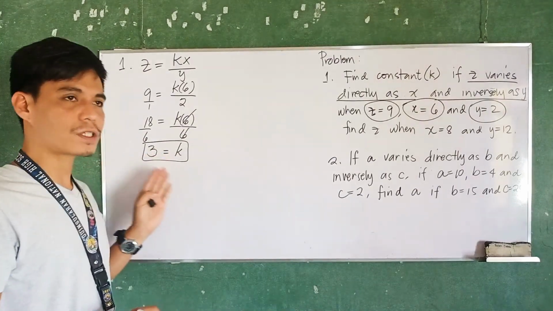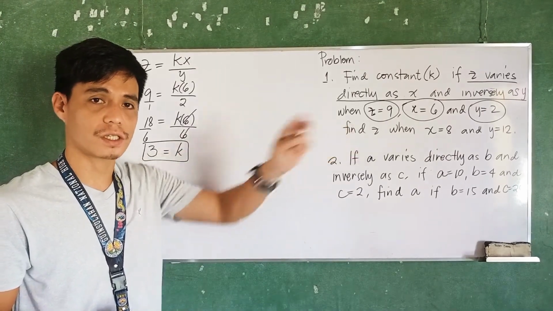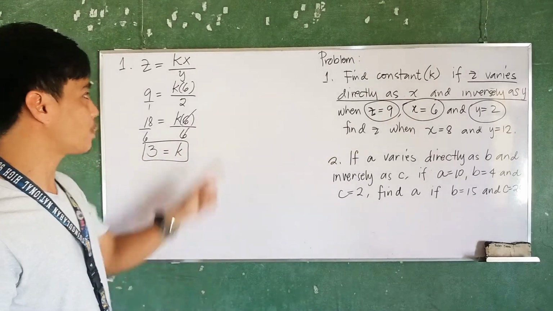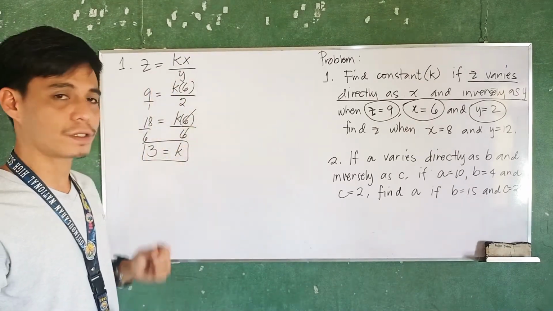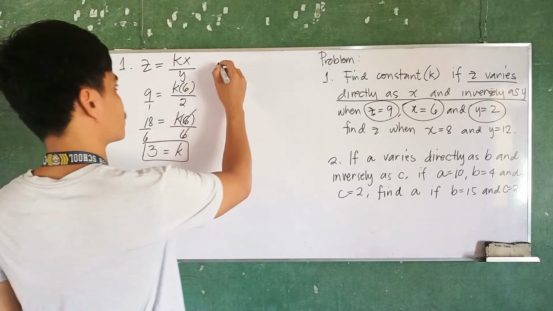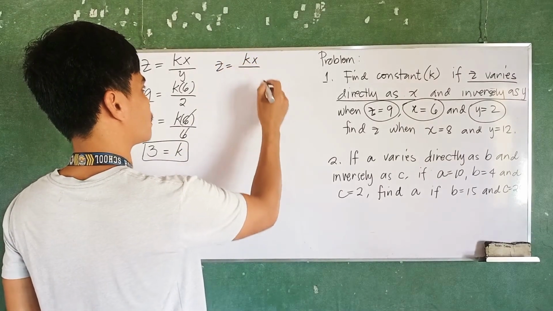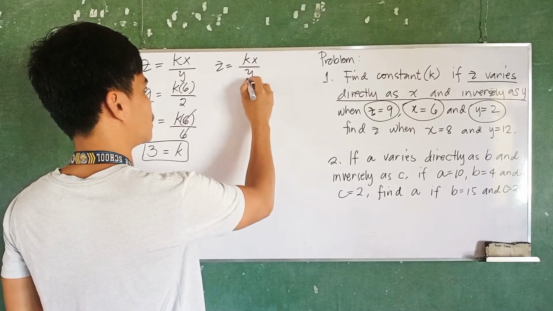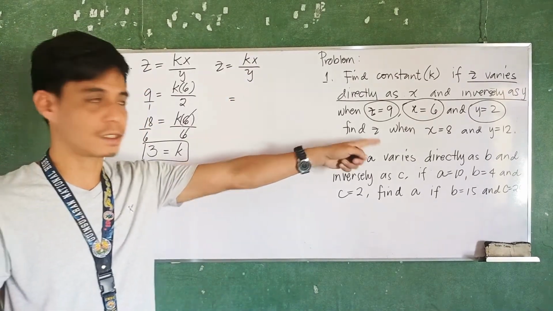Okay, so yung constant natin guys is magagamit natin to find the values of z in the second situation. So, gagamitin natin is the same symbol since yun yung statement niya. So, z is equal to kx or directly proportional to x and inversely as your y. And use the second given value.